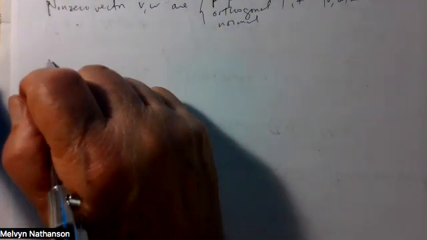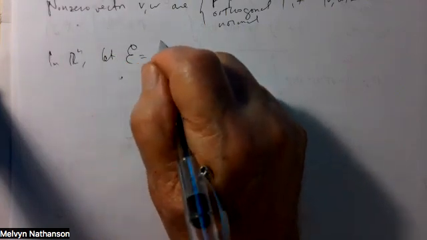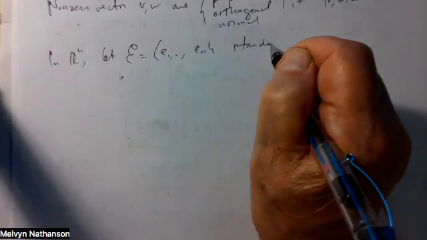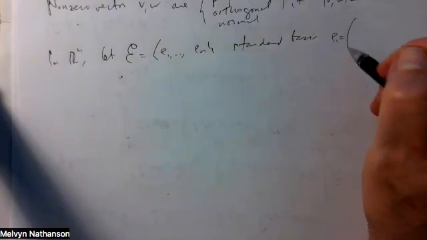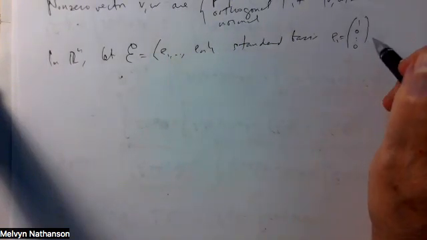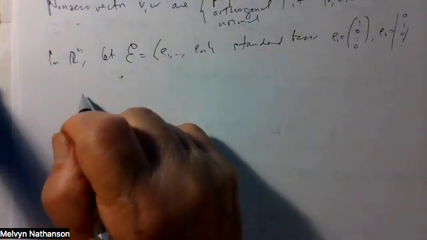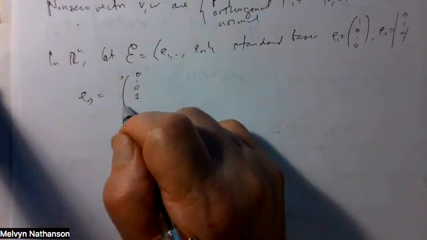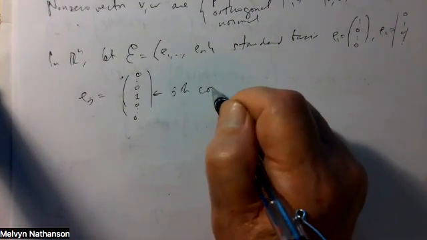So for example, in R^n, if we let E be the standard basis, E1 up to En. So E1 is the vector 1 and everything else is 0. E2 is the vector 0, 1 and everything else is 0. In general, E sub j is all zeros. There's a single 1 and then everything else is 0 again. And the 1 is in the jth coordinate.